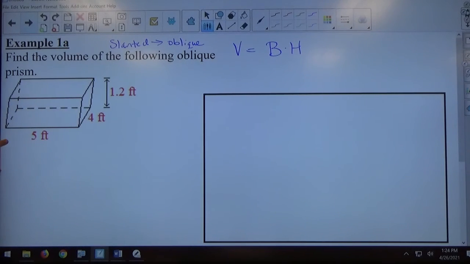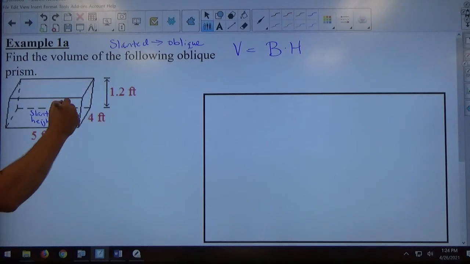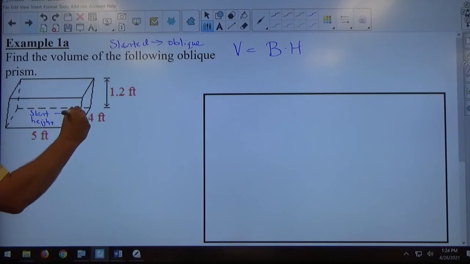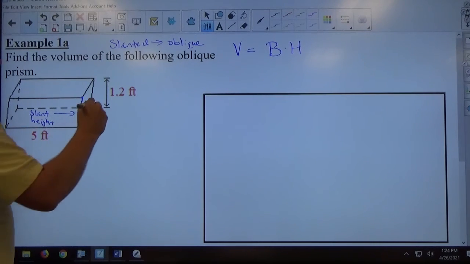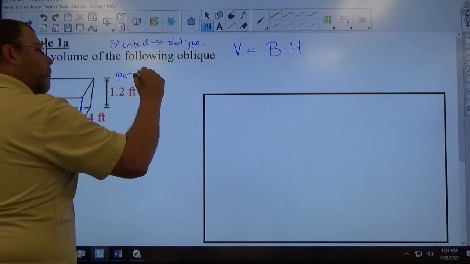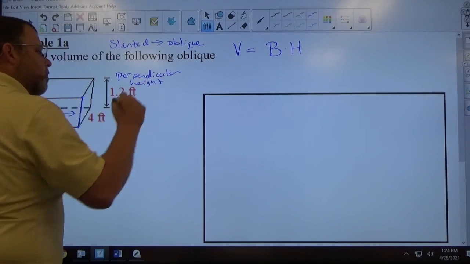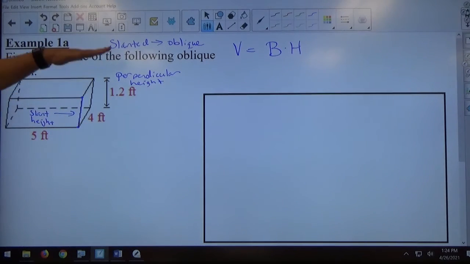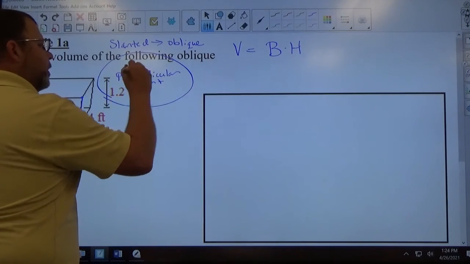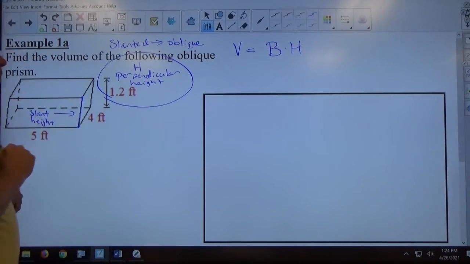Okay, there are two heights to look at on an oblique prism. You have the slant height. That's the height from the edge of the base along the edge to the other corner. So from there to there, that's the slant height. Then you have the perpendicular height. That's how far it is straight up or down from base 1 to base 2. This is the height we're looking for. Perpendicular height is that big H that we're looking for over there. And B is the area of the base, just like it was on the last problem.